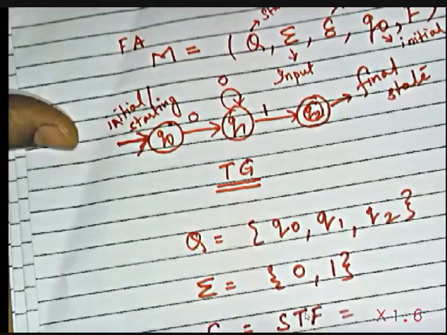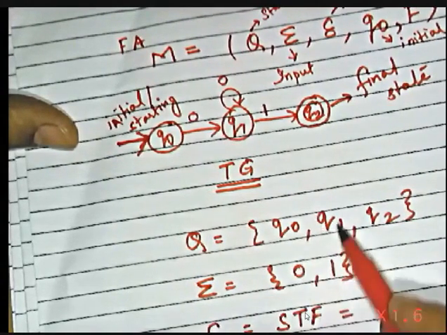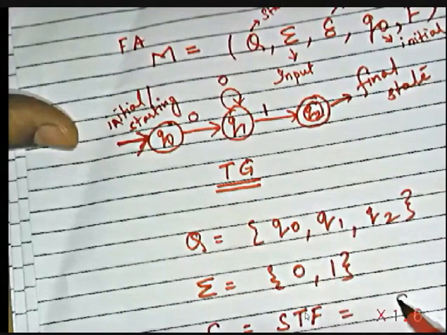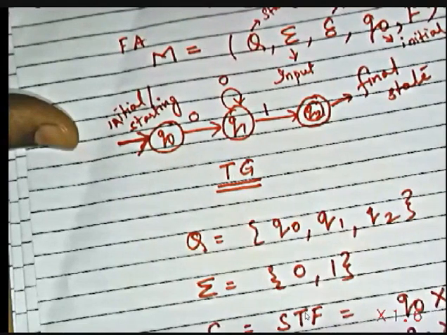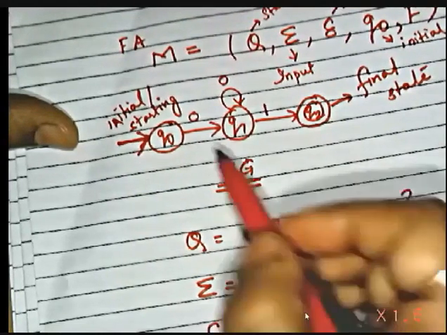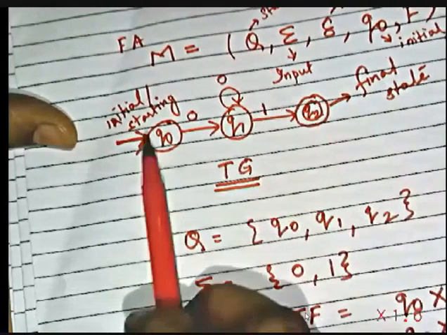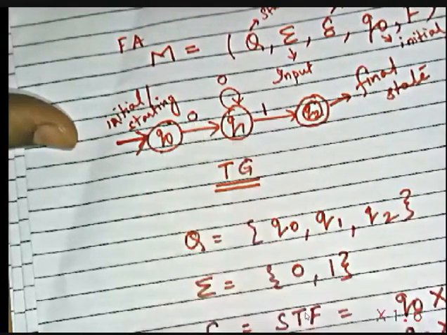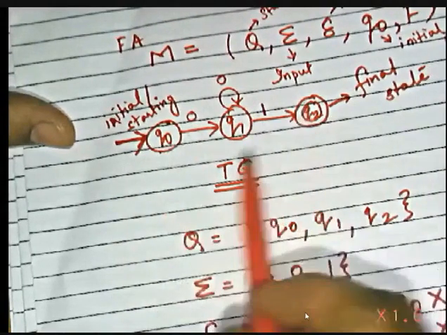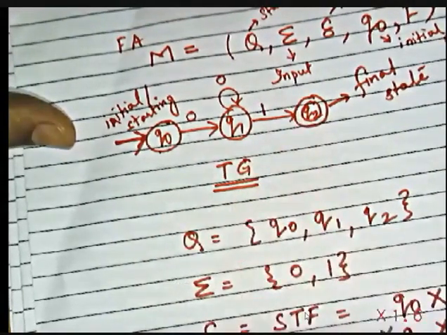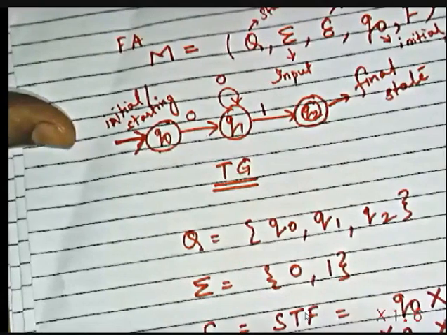Here we have to write for every pair. Every pair means Q0 with 0, what will be the next state? Q0 with 1, what will be the state? From this diagram, I can draw it. So Q0 on 0 moves to Q1. Now Q0 on 1, there is no indication here, so I did not consider it, I can keep it blank.